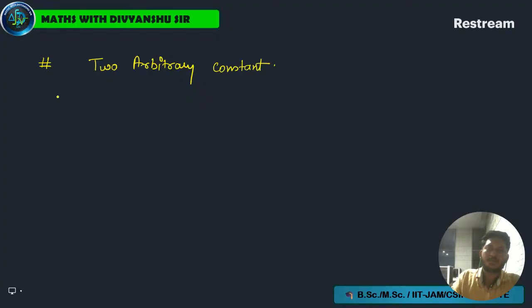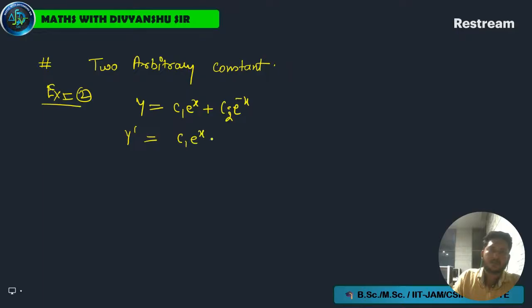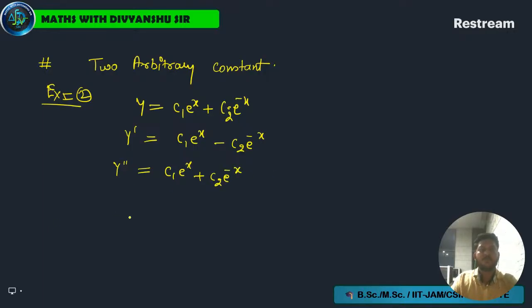Okay, so here is example number two: take y equals c1 e to the power x plus c2 e to the power minus x. First of all, differentiate this, and you get c1 e to the power x minus c2 e to the power minus x. Differentiate again, the double derivative, so c1 e to the power x plus c2 e to the power minus x. Observe that the right hand side of the second derivative is exactly the original equation.